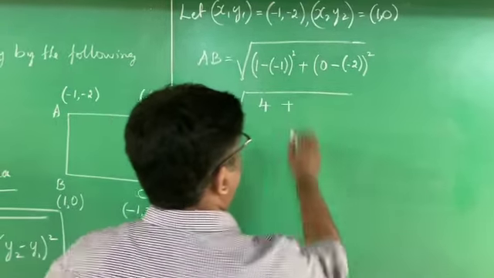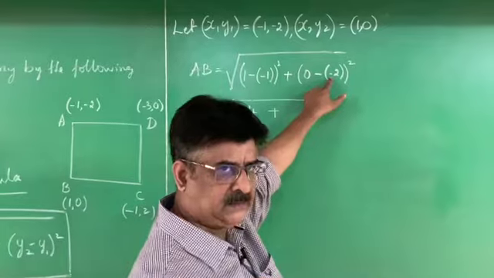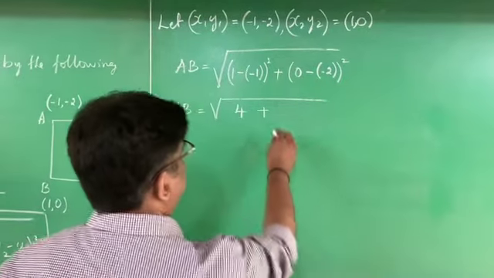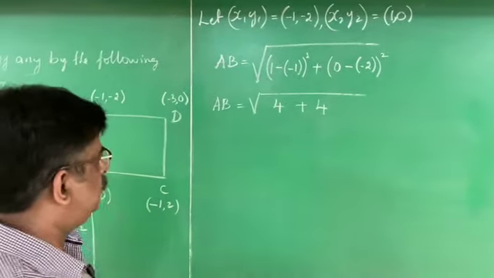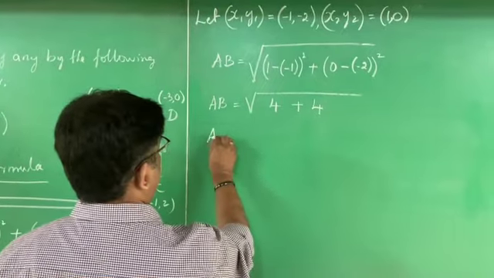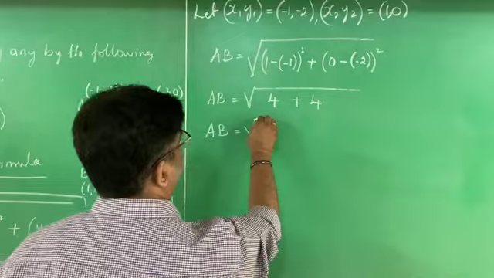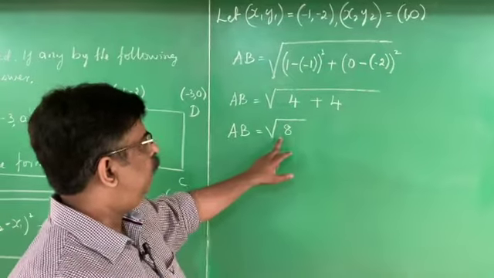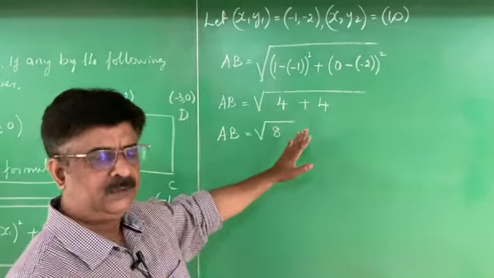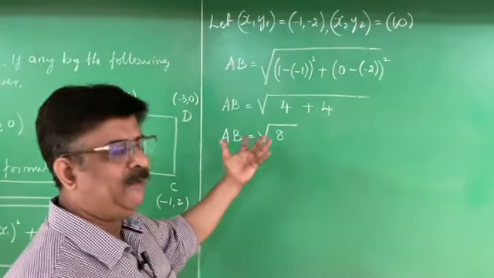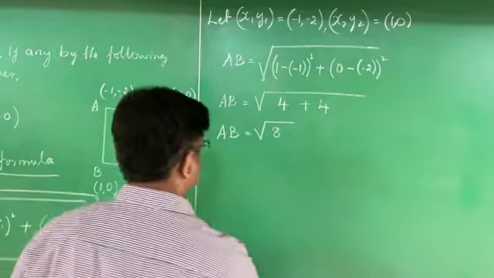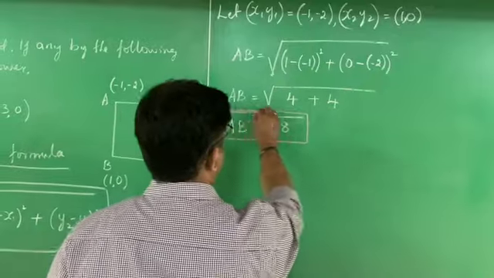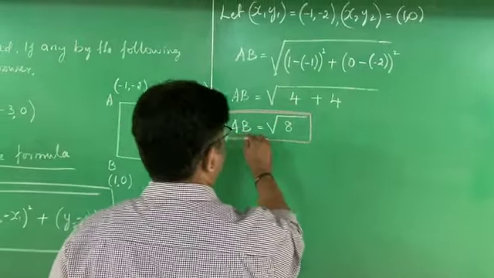Plus 0, minus into minus plus, plus 2, square 4. 4 plus 4. Now AB is equal to root 4 plus 4, which is 8. I can keep it like this only, or I can write 4 into 2 and make it 2 root 2, but it is not required, because we want the value only. AB is equal to root 8. I keep this as root 8 only. If you are good in reduction, good. This is my first one. AB is equal to root 8.